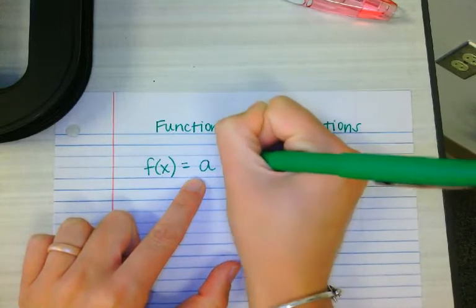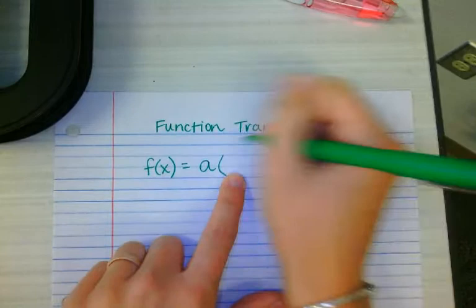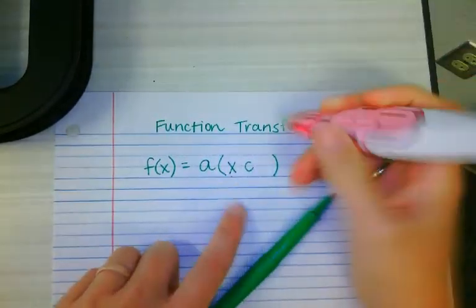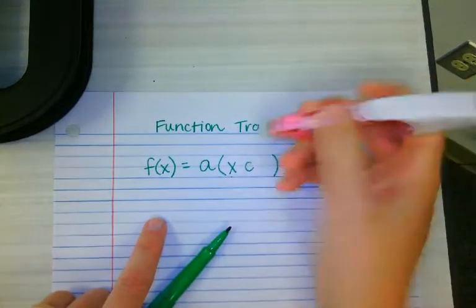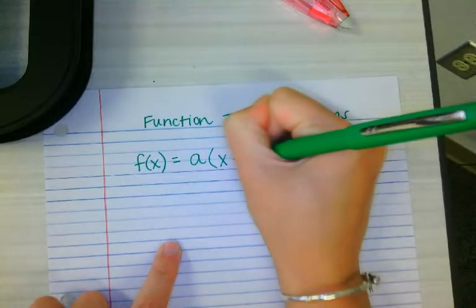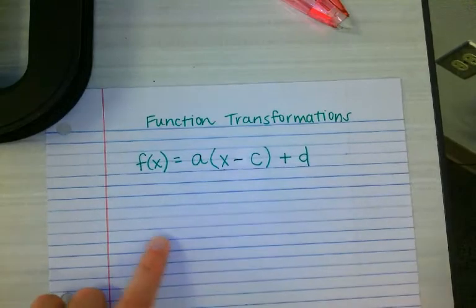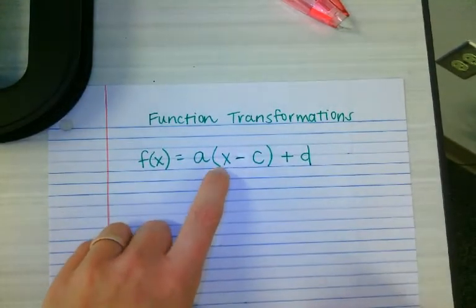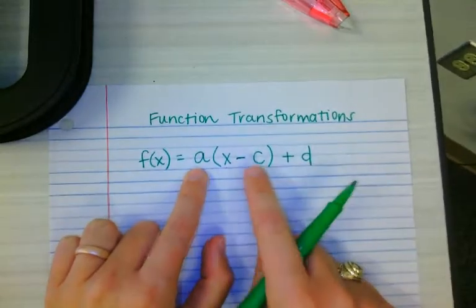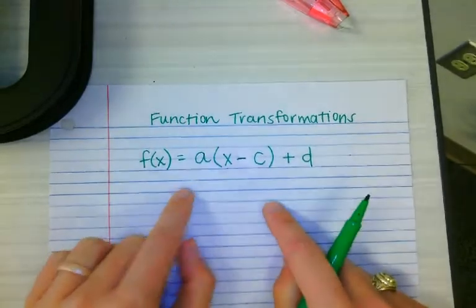And then for our functions, you saw sometimes there was a front number, a. Then I'm going to put x minus c, and then a plus d at the end. I know I skipped over b. We'll talk about it later in the year, but for right now, a, c, and d. Three places where I could put a number that would change the graph.